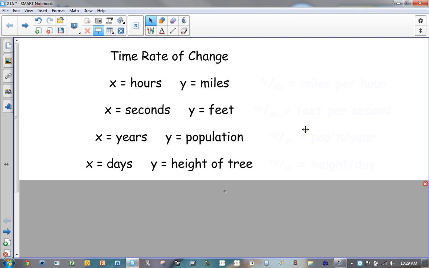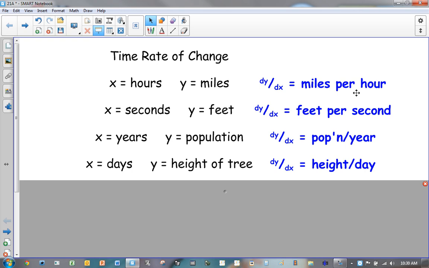So when we talk about how those things change, how y changes for every change in x, you're basically putting the units of y over the units of x. So if I wanted to know how quickly my distance was changing over time, that would be measured in miles per hour. And same thing here, the distance would be measured in feet per second. That's what you're measuring with the derivative. That's what the number answer is. The population change per year. The height change per day. Okay, so you're measuring change in y as x changes a little bit.